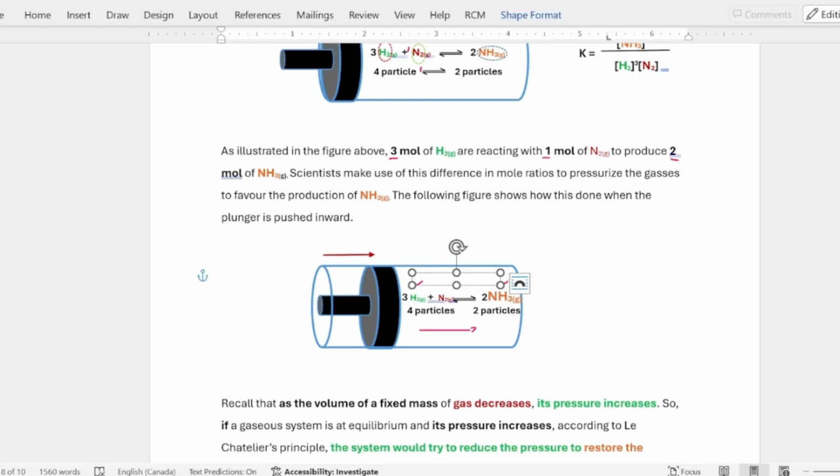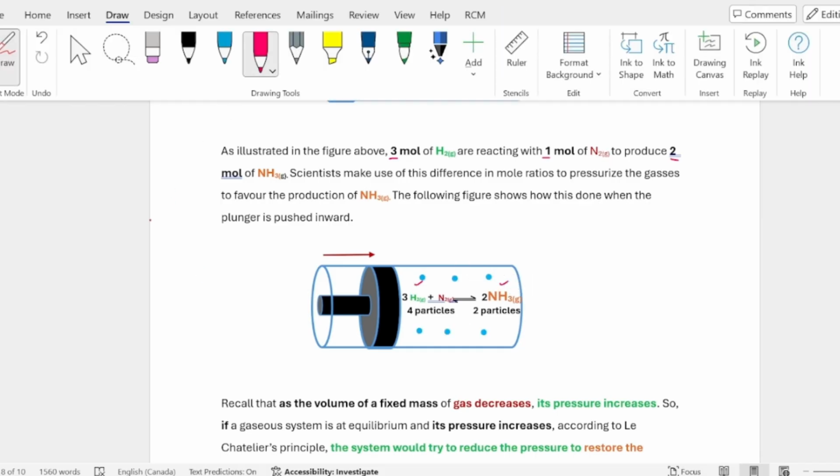One point I forgot to make with regard to adding an inert gas to this gaseous system at equilibrium. If an inert gas is added to this mixture, it does increase the pressure. But will it cause an equilibrium shift to the right? The answer is no. This is because the gas being inert does not influence the rate of the reaction.